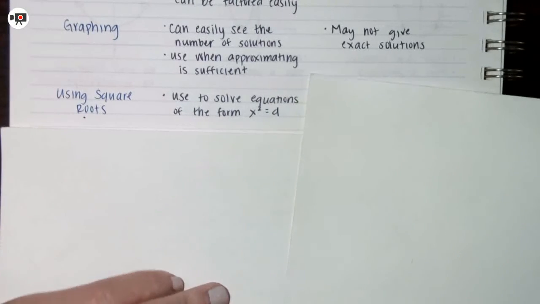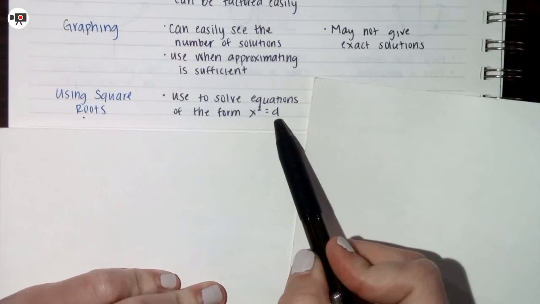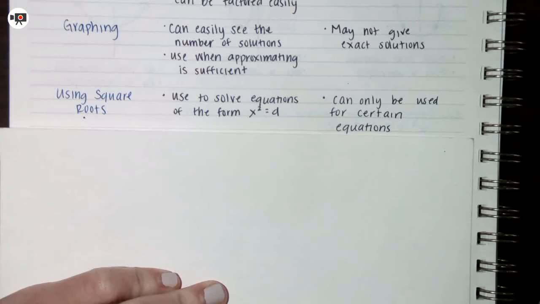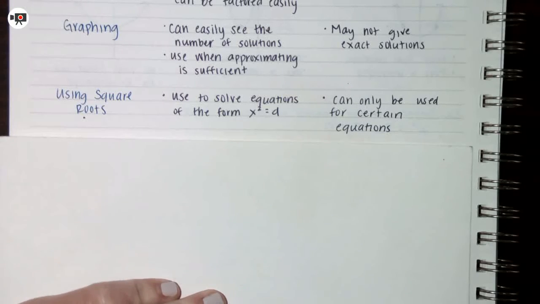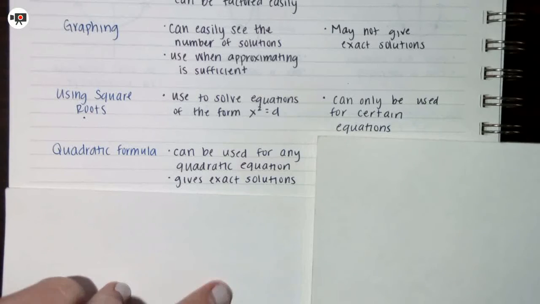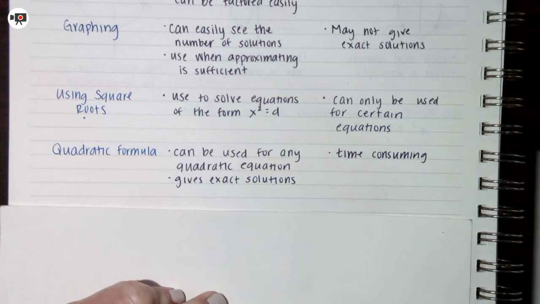Using square roots is great, because if we have something that can be written as x squared equals some number, then all we have to do is take the square root of each side. But it can only be used in that case. If you have an x squared term and an x term, you cannot use solving by square roots. And then we have the quadratic formula. And this is great because it can be used for any quadratic equation and gives exact solutions. The downside is that it is time consuming.